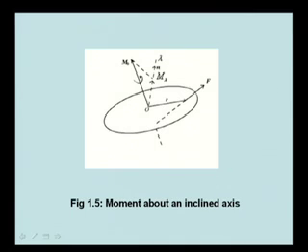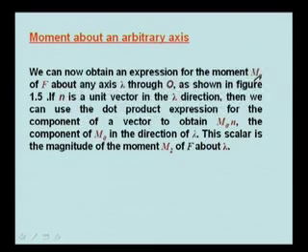Now, if you have any arbitrary axis in the lambda direction and its unit vector is indicated by n, that means in this direction you take a vector whose magnitude is 1, then we have to find M lambda, that means the moment of the force F about the axis lambda. So, if n is a unit vector in the lambda direction, then we can use the dot product expression for the component of a vector to obtain M_O dot n.